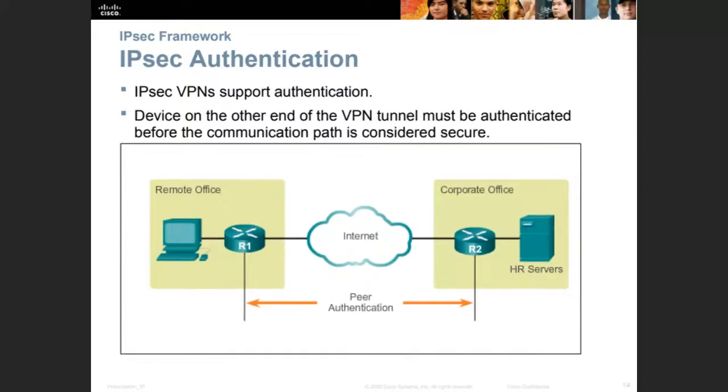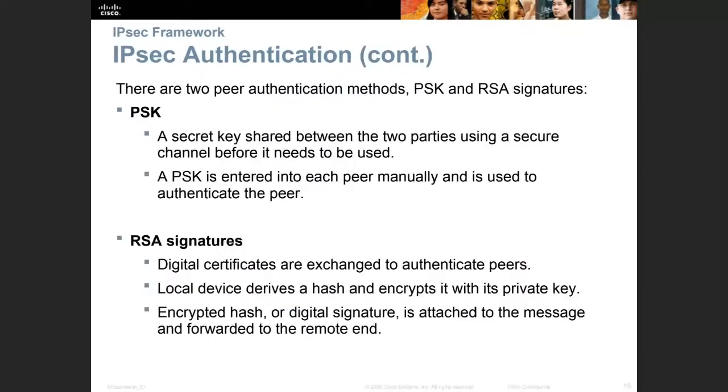For IPsec authentication, of course, IPsec VPN supports authentication. That's one of the features of IPsec. The two sides of the pair should be authenticated before any communication is considered secure. We call this peer authentication. Now we have two peer authentication methods. We have PSK and RSA signatures.